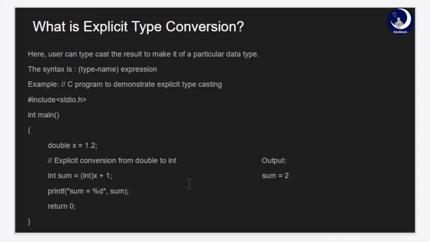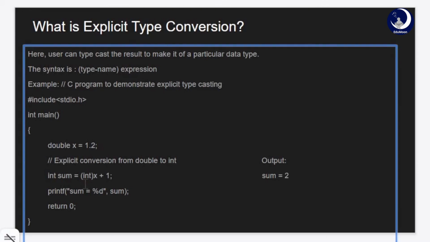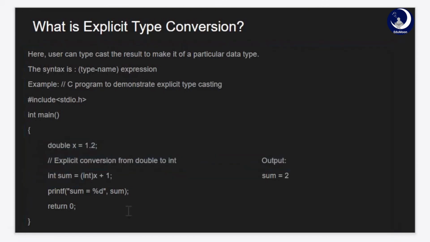Consider the given program. Double x is equal to 1.2. So explicit conversion is from double to int. So you want to convert the double value to an integer value and store it in int sum. So how are you going to do it? The data type is changed to int. So int of x. So this double value is changed to int data type and 1 is added to it. So the resulting sum is nothing but an integer value because it is explicitly converted by the user.